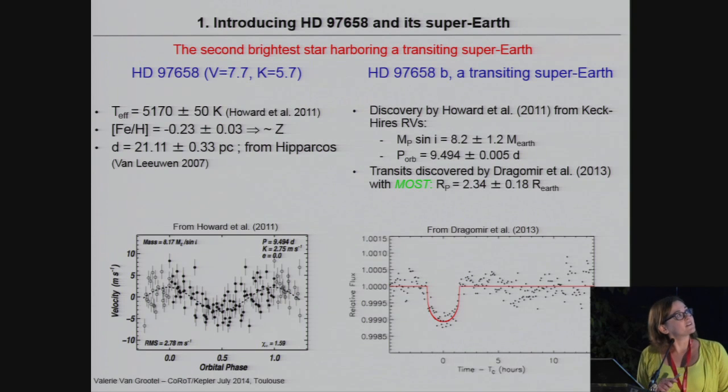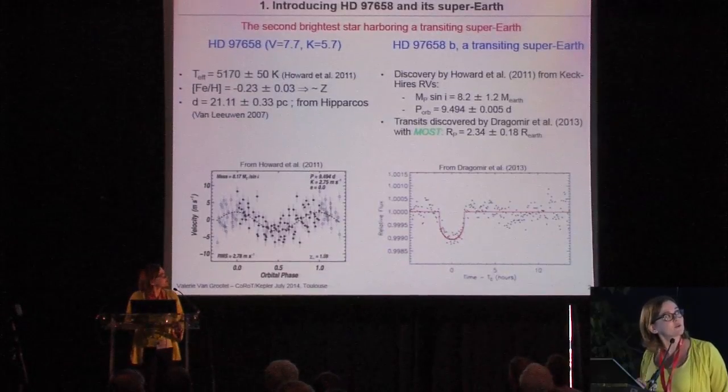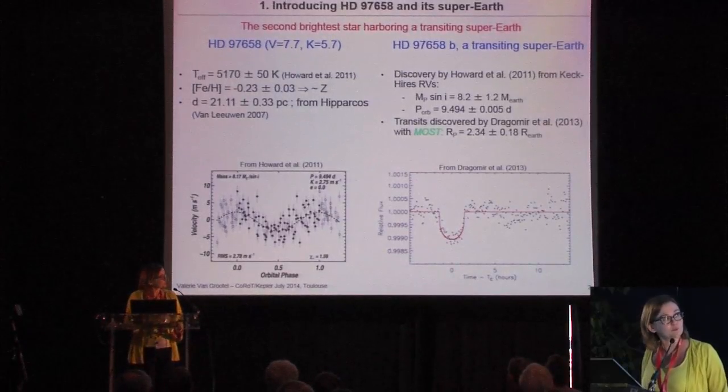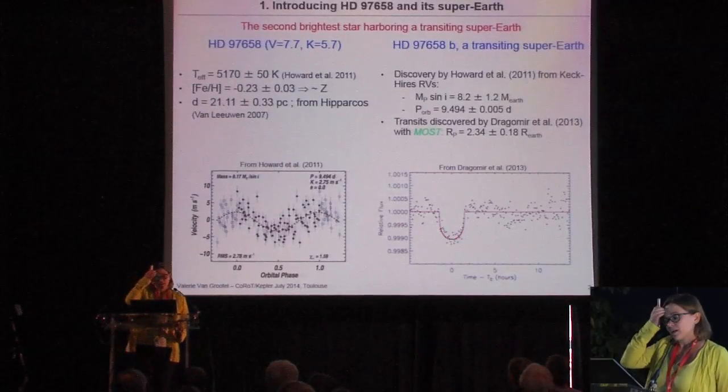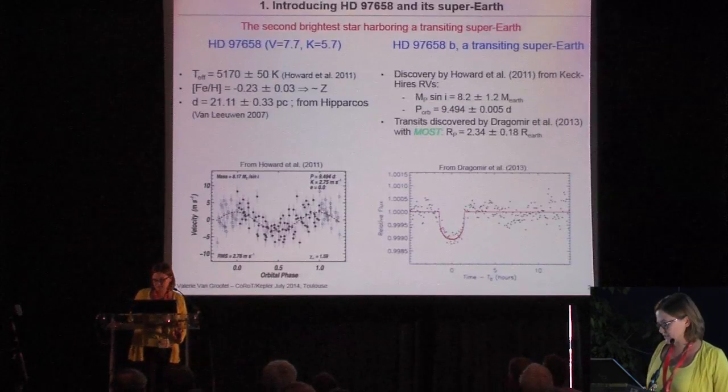About its transiting super-Earth, this planet was discovered by Howard et al. from radial velocities with the Keck telescope, with a minimum mass of about 8 Earth masses and an orbital period of about 9.5 days. And the transits were discovered with the MOST satellite last year by Dragomir et al. 2013.